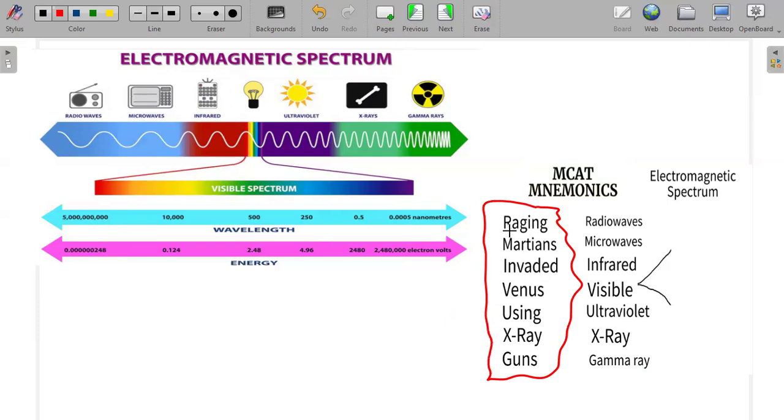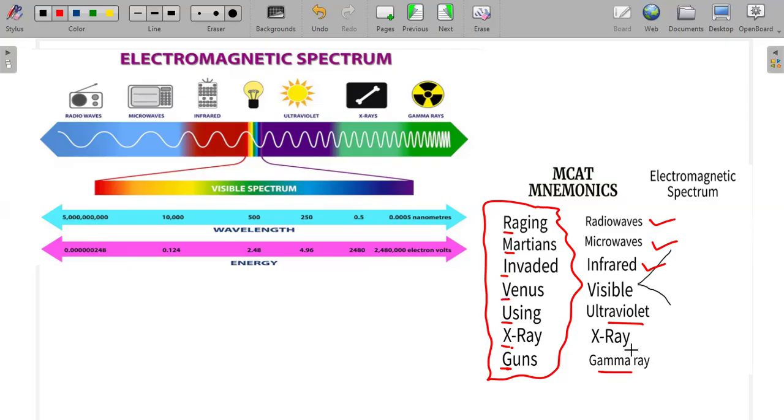So you take the first letters to form the radiations. The R simply means the radio waves. The Martians, the microwaves. Invaded means infrared. And then the V in Venus means the visible light, which is the most important radiation. And then U is the ultraviolet, X is the X-ray, and the G in Guns is for the gamma rays.